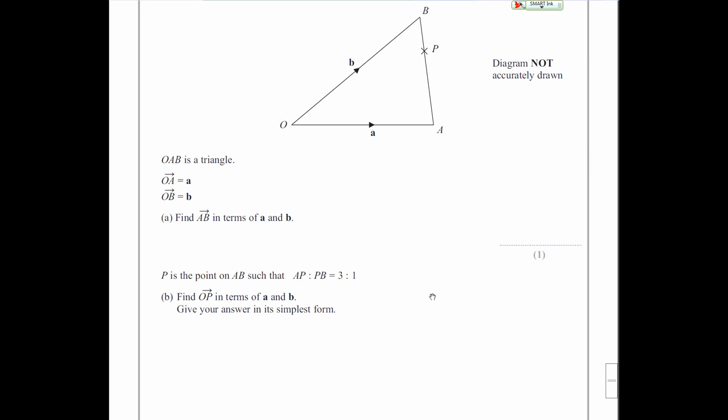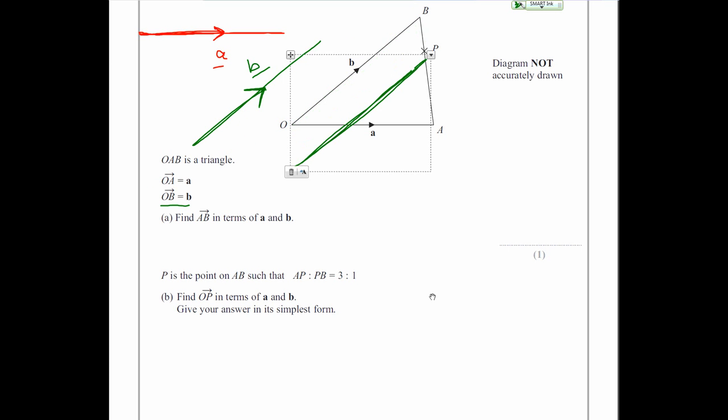OAB is a triangle. The vector OA, which gets you from O to A in that direction, is labelled a. Okay, that's what this says. That is the vector a. It doesn't matter where you put it, that's the vector a. Okay? The vector b, from O to B. To get from O to B in that direction is the vector b. Now you can put it anywhere you want.